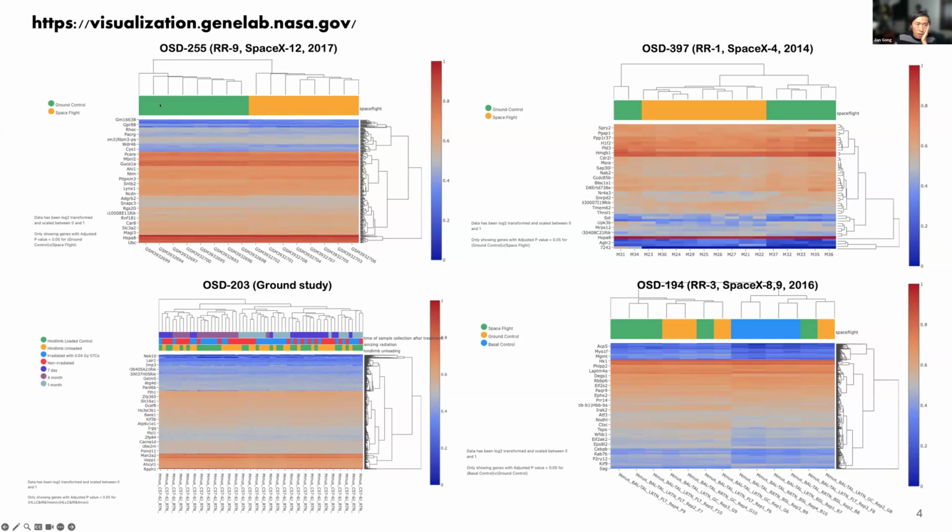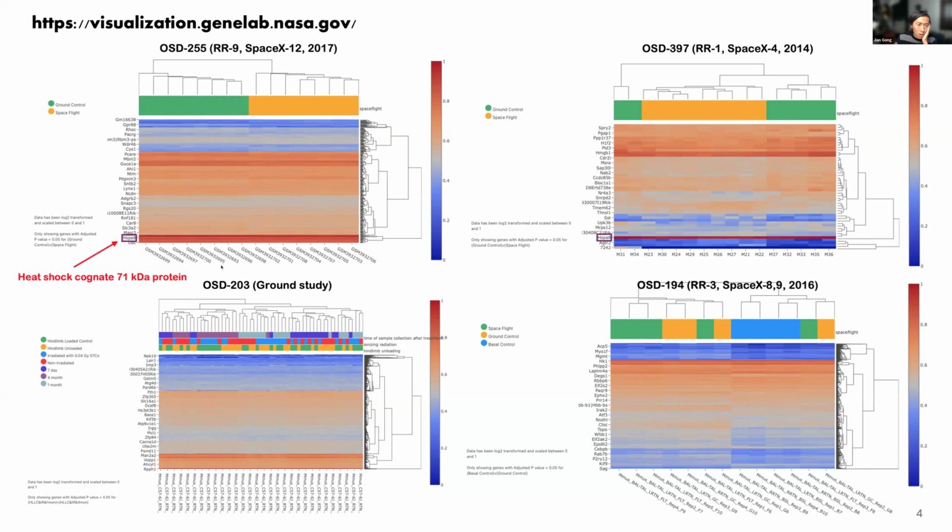And then in this kind of heat map, you can see the differences between the ground and the space flight. The challenge here is that if you try to compare this set of genes to this set of genes, they're rather different. In fact, compared to this, it is also quite different. It's kind of hard to think about how we can use all of this data together.